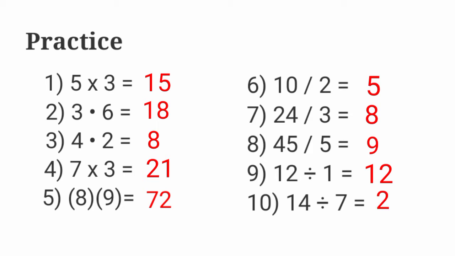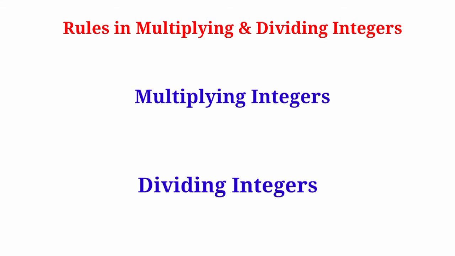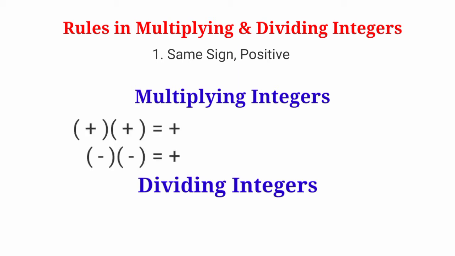Now how about we multiply or divide positive and negative integers? We only have to remember two simple rules. Number 1 is, if we have the same sign, then our result is always positive. For example, positive times positive is equal to positive, negative times negative is equal to positive. We also have positive divided by positive is equal to positive, and negative divided by negative is equal to positive.